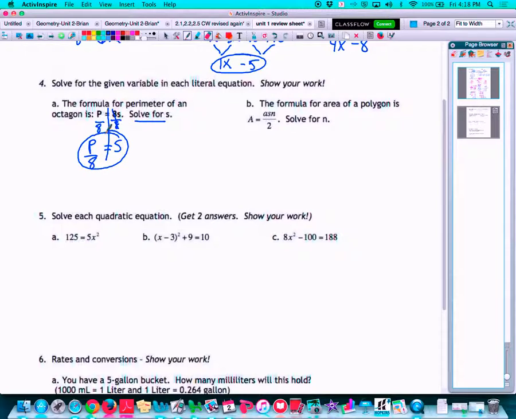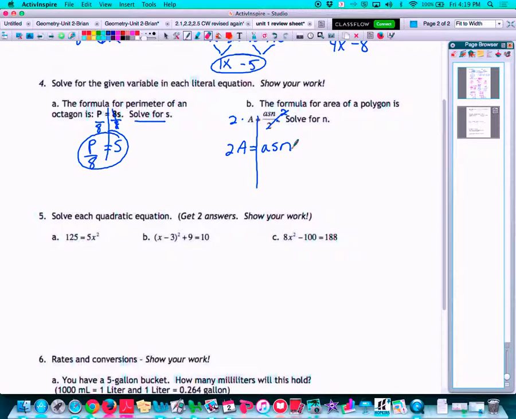All right, on the next one, solve for n. So if we want to get n by itself, first let's take care of what's farther away. On the other side of the fraction bar is the 2. So undo dividing by 2 by multiplying both sides by 2. So now you've got 2 times a is equal to a times s times n.